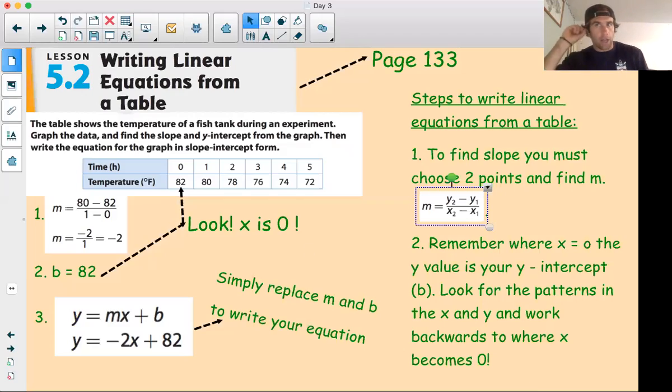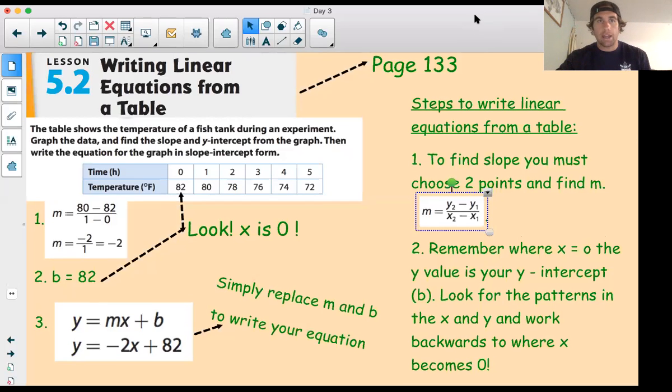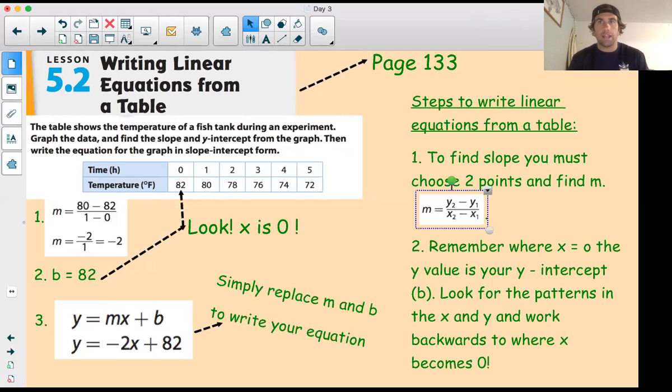All right, so here we go. So this first slide I'm going to bring up is definitely a lot going on. So what I want you guys to do is really pay attention, and here are the steps of how to write a linear equation from a table.